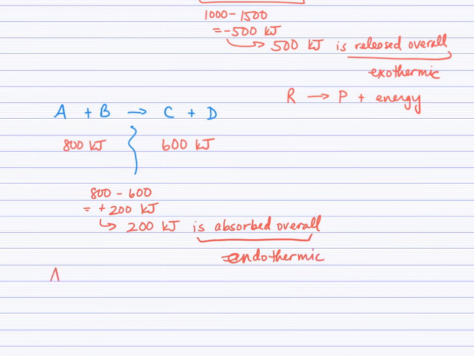And so we would end up writing this as A plus B plus energy forming C plus D. Whereas in the combustion reaction, we would have put the energy on the right-hand side like we saw right here. Okay, that's it.